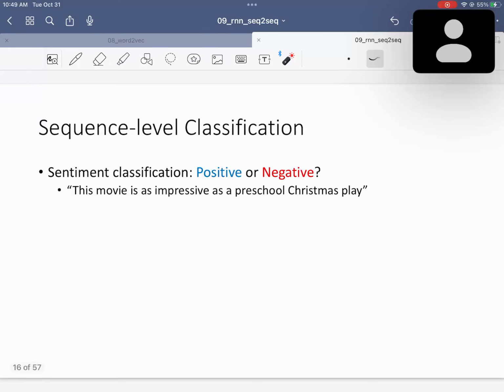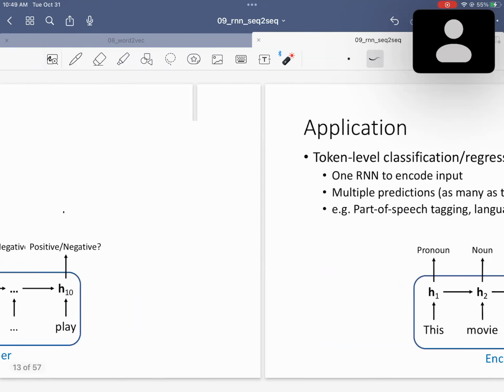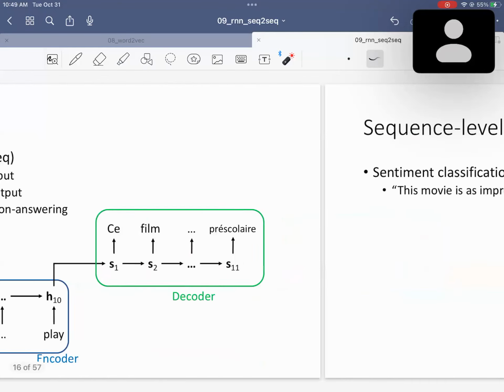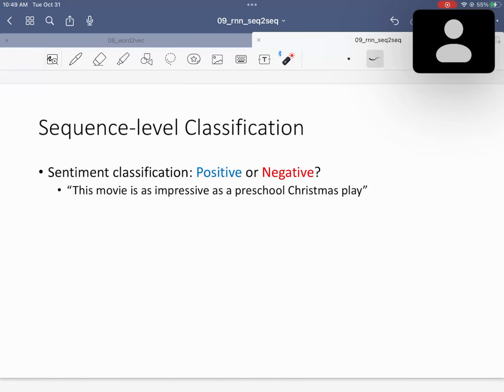Right, so we go to the first one, the sequence level prediction, and we'll look at what happens if we use it for sentiment classification, an NLP task. Given a sentence, tell me whether it's positive or negative. So it's a binary classification. The given sentence is, "This movie is as impressive as preschool Christmas play."